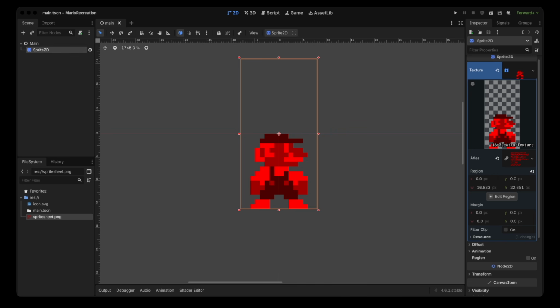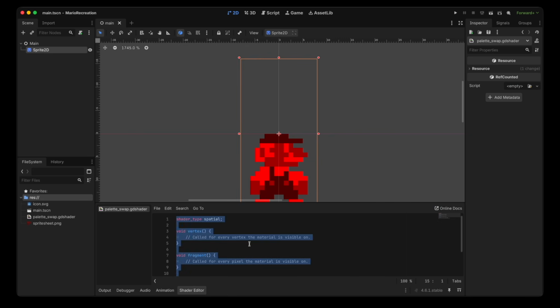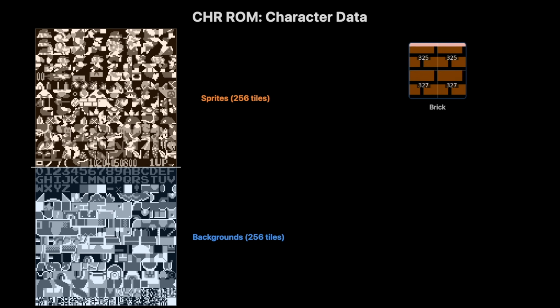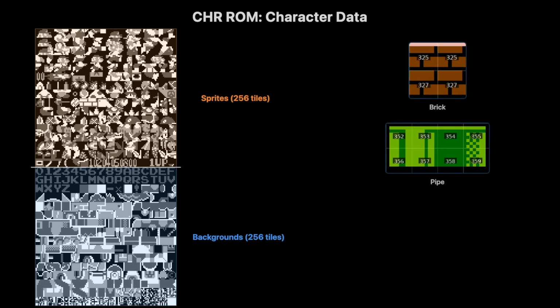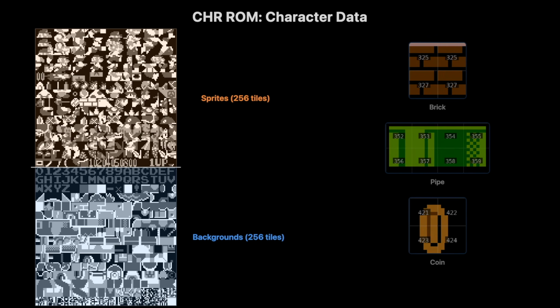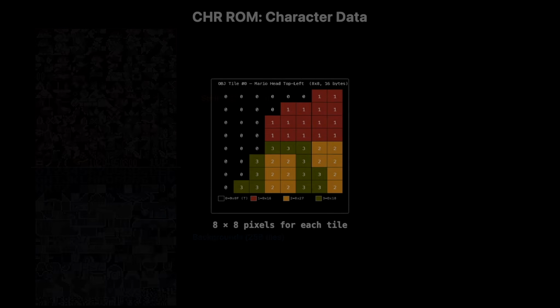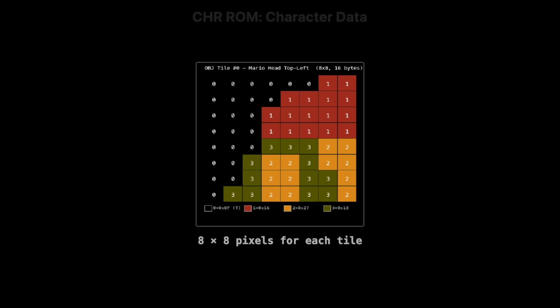So before building any of this, I had to understand what I'm actually dealing with. The NES stores all of its graphics in a section of ROM called the CHR, Character ROM. These are 512 tiles total. The first 256 are for characters and enemies, and the second 256 are for backgrounds like bricks, pipes, and coins. Every visual in the game is assembled from combinations of these 8x8 pixel tiles. Each tile is 16 bytes.